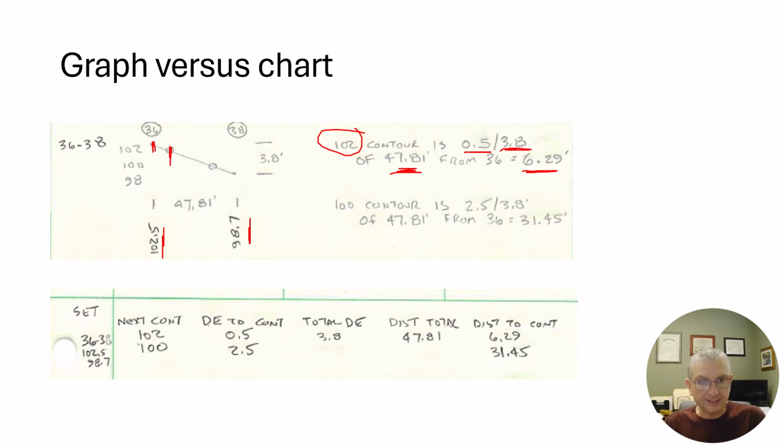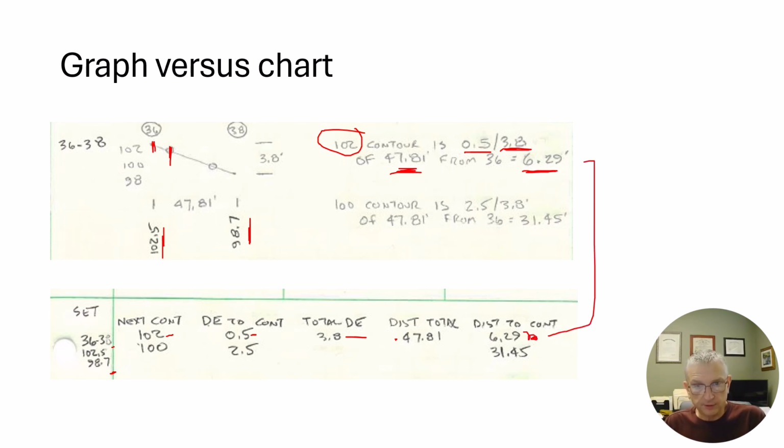Well, if you want to look at that in graph form, we set 36 to 38, writing the elevation down to keep us straight, 102.5 and 98.7. The next contour from 36 is the 102. It's 0.5 of the total times the distance, 6.29. Same thing right here.